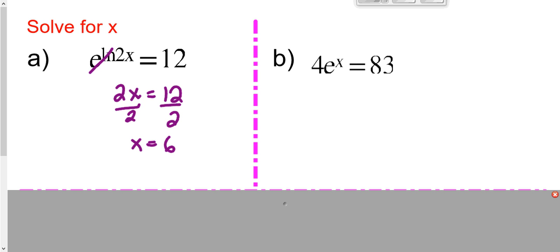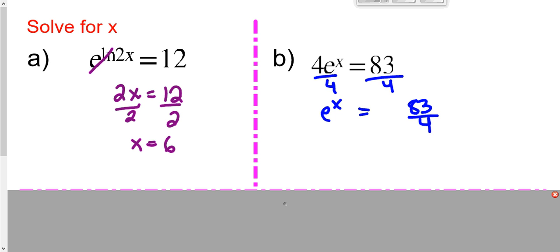On this one over here, B, we have 4 times e to the x equals 83. Well, before we can introduce anything else, we need to get e to the x alone. So we're going to divide both sides by 4. So we're going to have e to the x equals 83 over 4. I'm just going to leave it. I'm not going to get a decimal. It's fine.